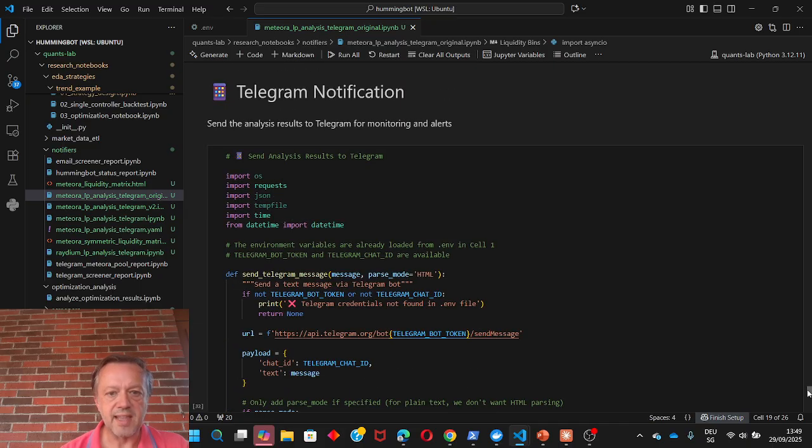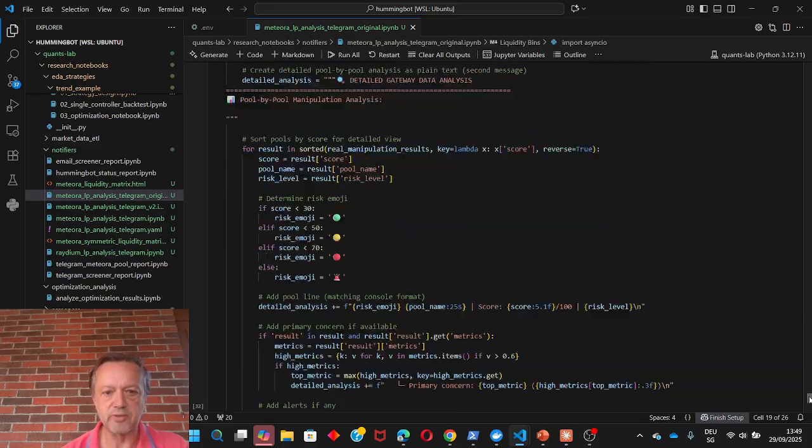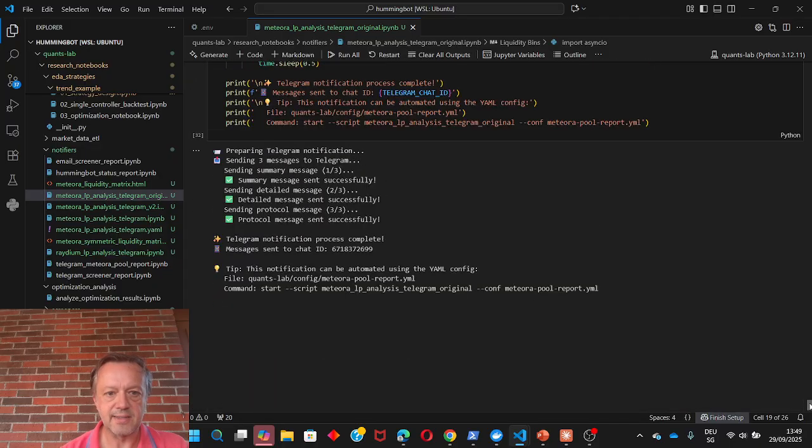At the end, we have the Telegram notification. This is something similar to what is already built in Quant's Lab, but it can be very helpful to have this report automated and sent regularly. In this case, we set it up hourly on Telegram to have a warning and the report at hand to then trade from there.